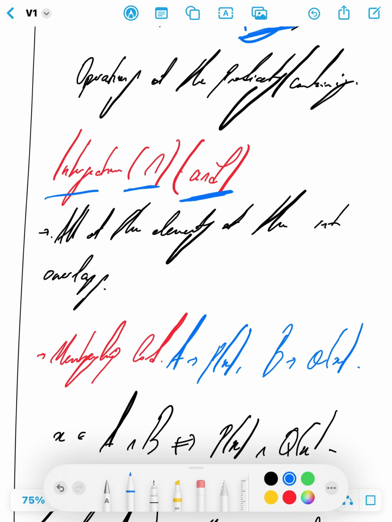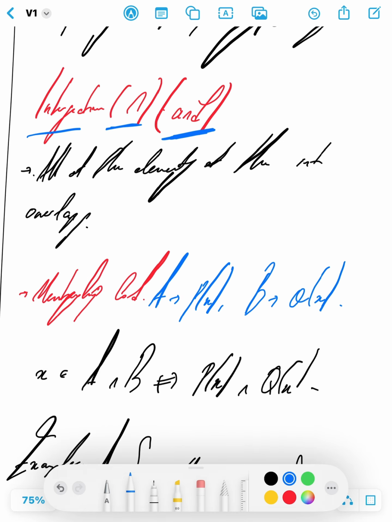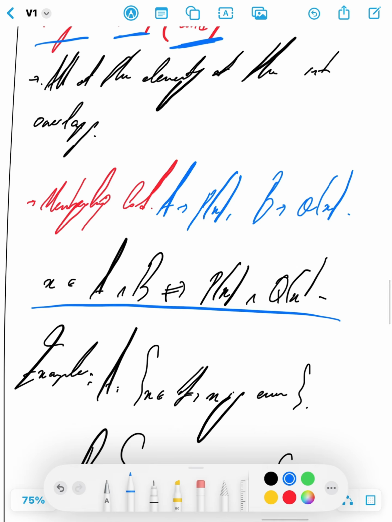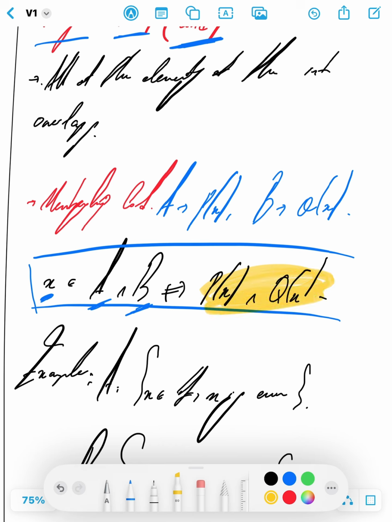Since membership in A means P of x, and membership in B means Q of x, we get this statement here, where there's an arbitrary element, which is placed in the gray area between these two sets. That means that both predicates have to hold. So x has both these predicates present at the same time. Okay. So again, intersection means and.